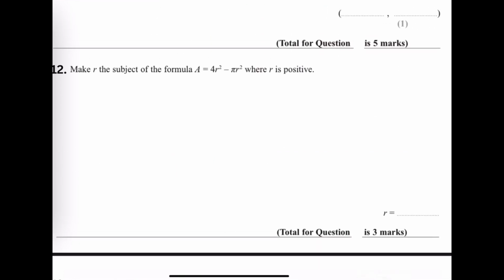So question 12, make r the subject of the formula for a equals 4r squared minus pi r squared, where r is positive. So right now we'll just ignore this part at the end. So we'll do a equals 4r squared minus pi r squared. This is just so that I understand the question better if you write it again.